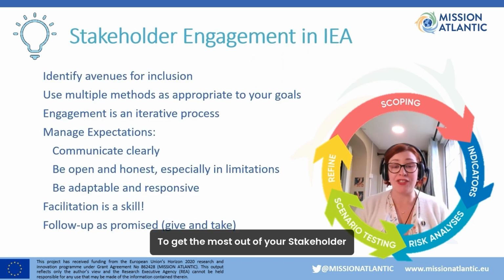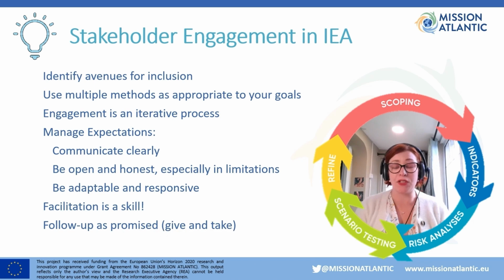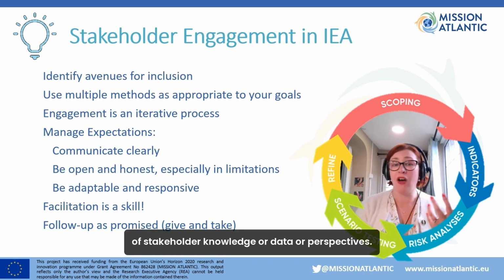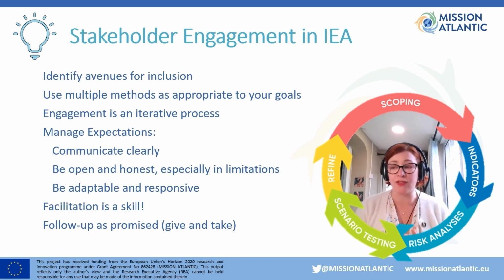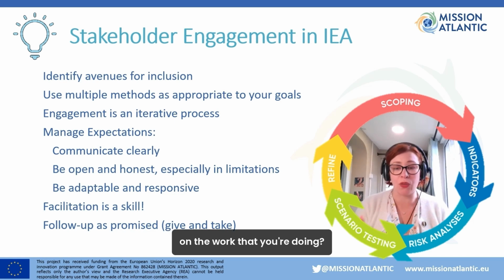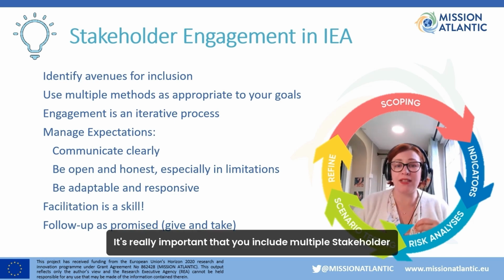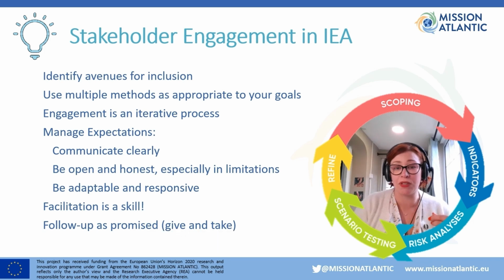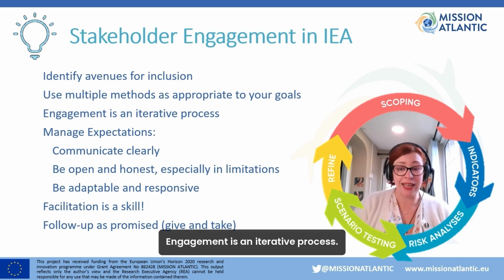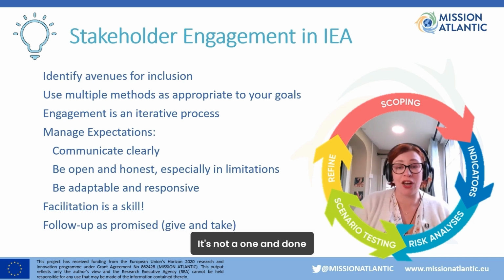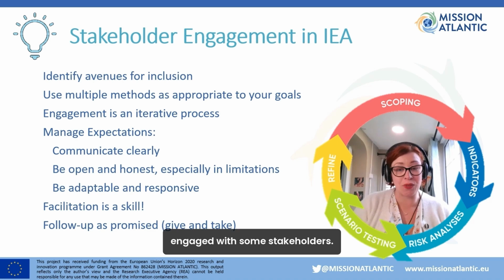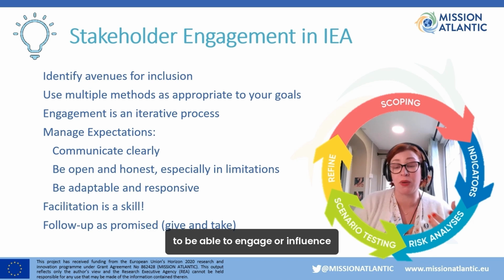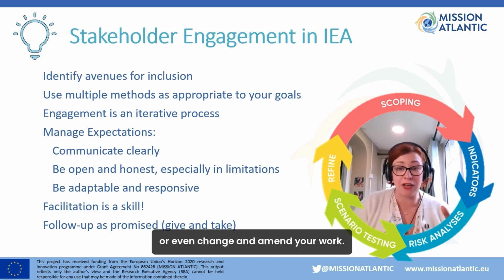To get the most out of your stakeholder engagement in integrated ecosystem assessment, it's really important that you do the work to identify the relevant avenues for inclusion of stakeholder knowledge, data or perspectives. Where can they have an influence on the work that you're doing? It's really important that you include multiple stakeholder engagement methods as appropriate to your goals for that engagement, and that there are multiple interactions. Engagement is an iterative process. It's not a one and done where you tick the box to say you've engaged with some stakeholders. It needs to be a real engagement with meaningful opportunities for stakeholders to engage, influence, or even change and amend your work.